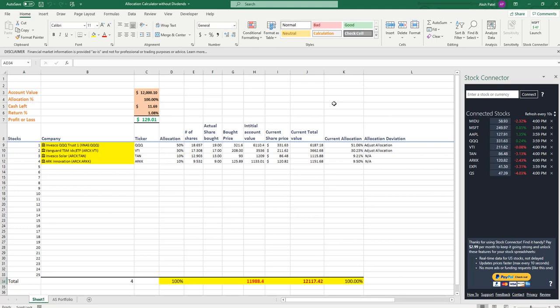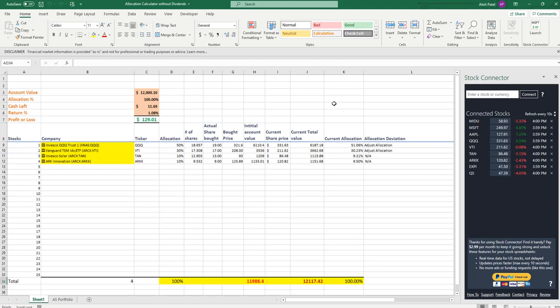The ETFs I have chosen, as you can see, four are Invesco QQQ, which tracks Nasdaq 100, Vanguard VTI, which tracks the overall stock market index, Invesco Solar, which is more towards energy and renewable energy companies, and ARK Innovation by Cathie Wood, which also focuses on innovation and technology companies.